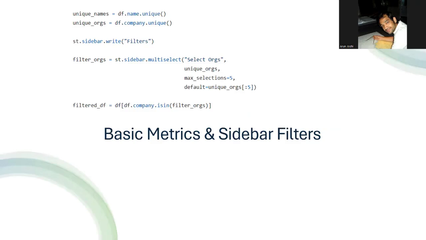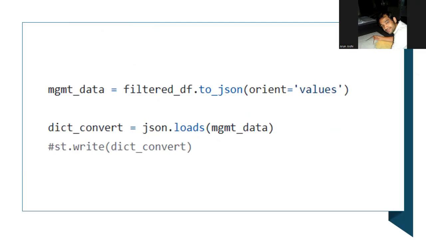Then we introduce sidebar filters, starting with country selection. This is a key Streamlit feature which allows us to filter the data, and we are giving a default value of 5 organizations. Once the data is filtered, we convert it into JSON format. This makes it easy to loop.